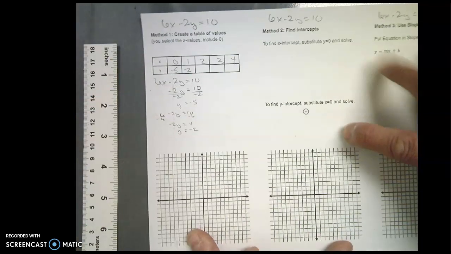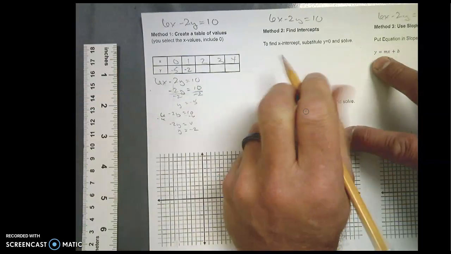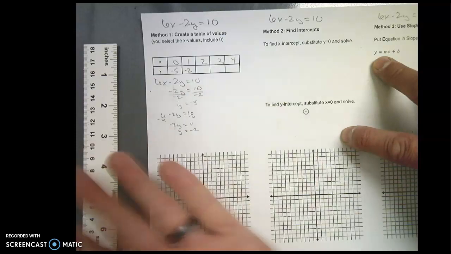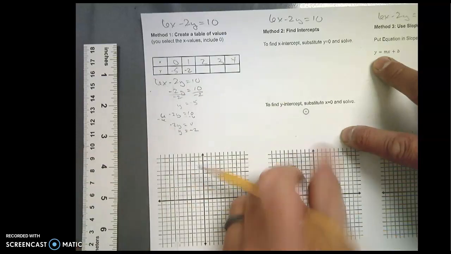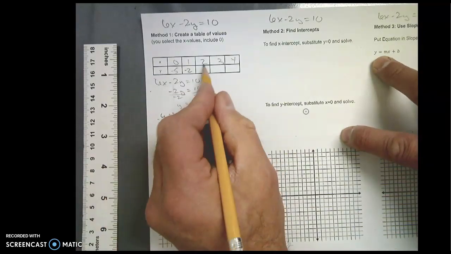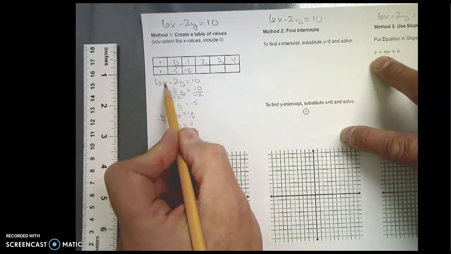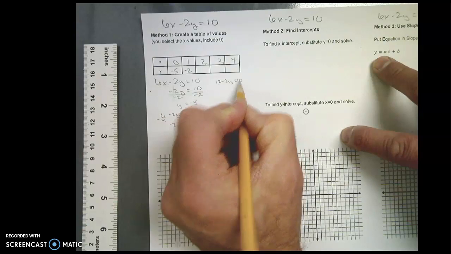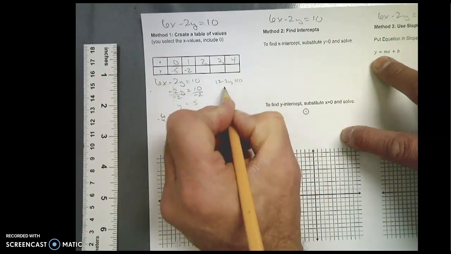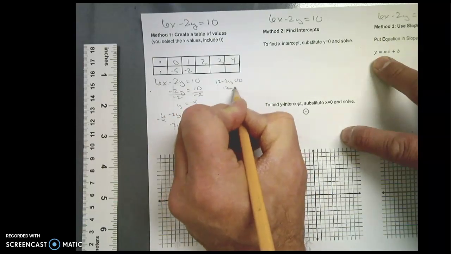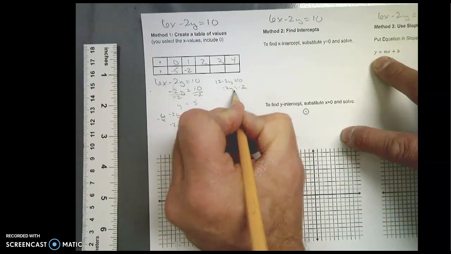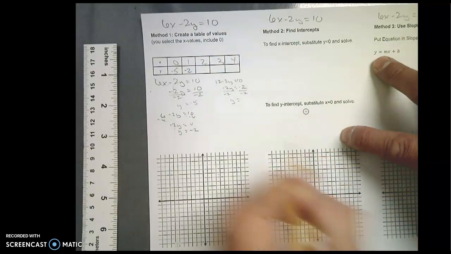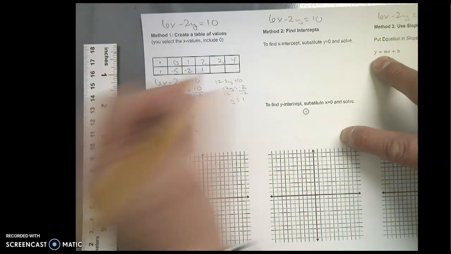I will do the same thing for 2. Technically all you need is 2 points, but I would like to make sure I have a linear equation here. So if I put in 2 for the x, I get 12 here. So I have 12 minus 2y equals 10. Subtract 12 from both sides. 10 minus 12 is negative 2. I'm going to divide by negative 2. Negative 2 divided by negative 2 is 1.